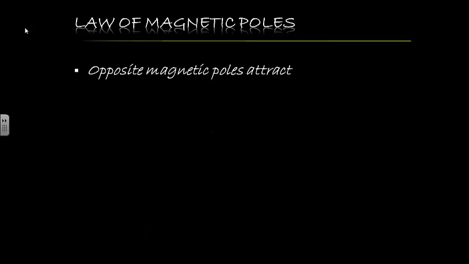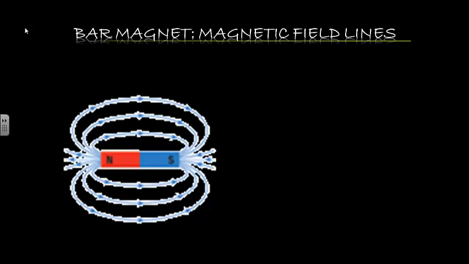Now I think you're familiar with these two rules, that opposite magnetic poles will attract. So if I have a north and a south pole, they want to come together. But similar magnetic poles, such as a north and a north, they will repel. So I need you to become familiar with magnetic field lines and the little arrows that show its direction.